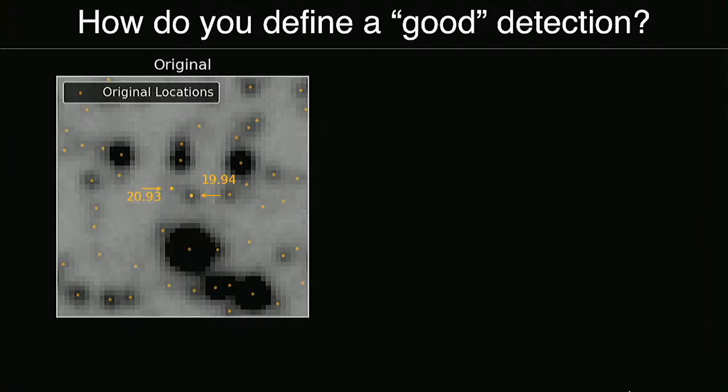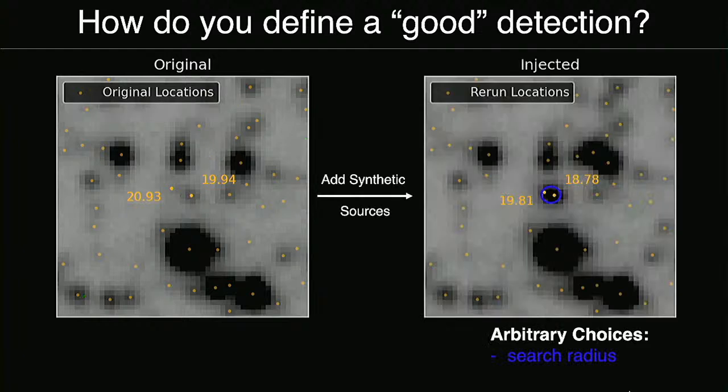So this is an image from DCAPS. Here's our original solution. There are two sources in the center here, one at 20th and one at 21st magnitude. You can inject sources at all these little green triangle locations, one of which happens to be in between them. Resolve the image and ask what you get. So we get this model shown at the right here. Now we have a 19th and 20th magnitude source. And when you try to automate a detection pipeline to decide if a detection was good or well recovered, you generally make two arbitrary choices.